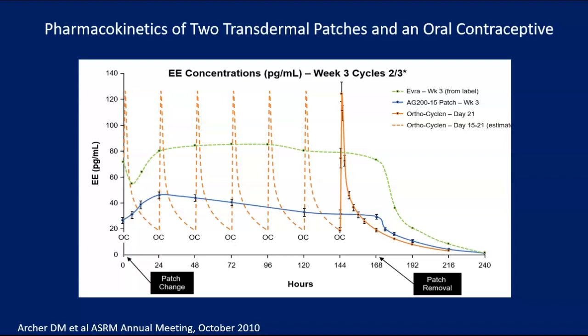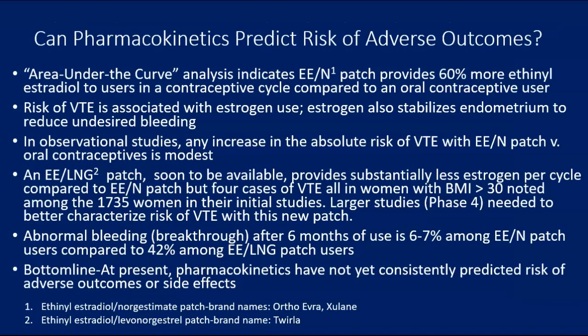And the question is, can these pharmacokinetics of the pill and these transdermal patches lead one to predict side effects? Certainly the way these analyses are done is through so-called areas under the curve. Through computation, one can determine what the total amount of, say, an estrogen is that is given when you give an oral contraceptive with its dose response curves, which again vary each day, versus, let's say, a patch.